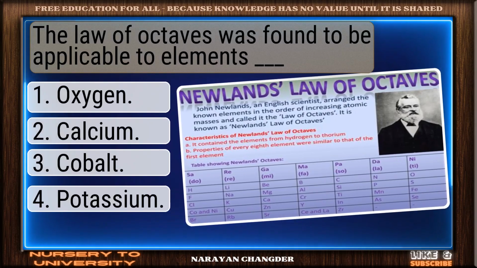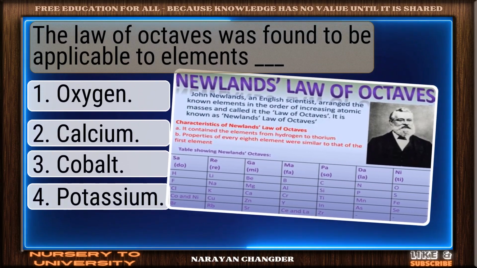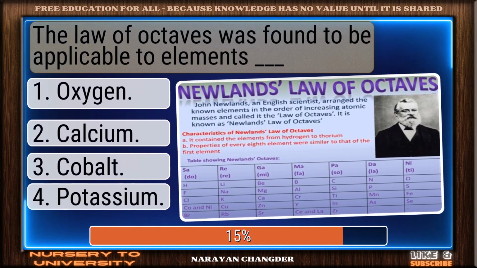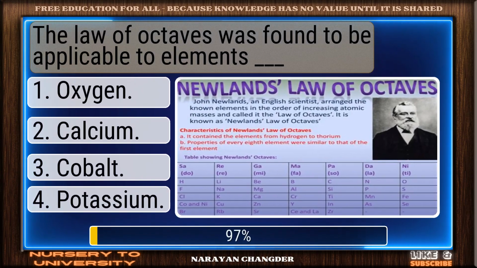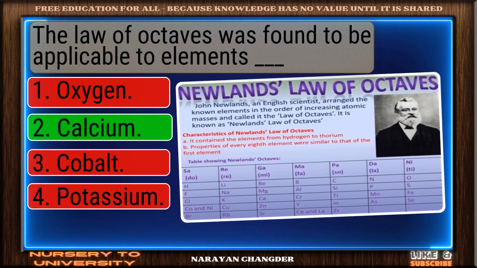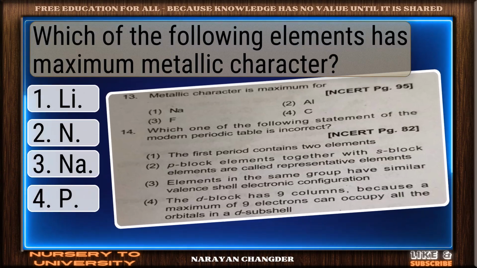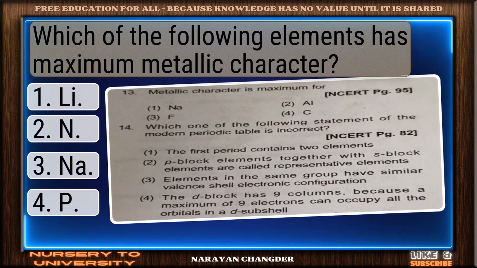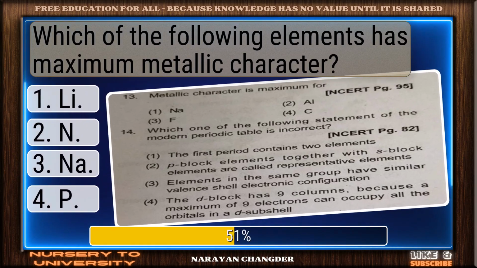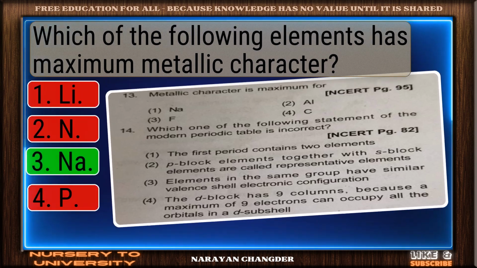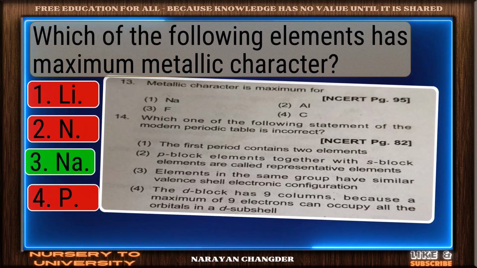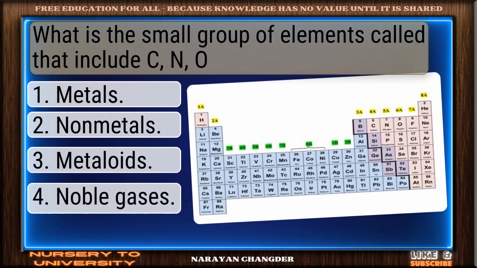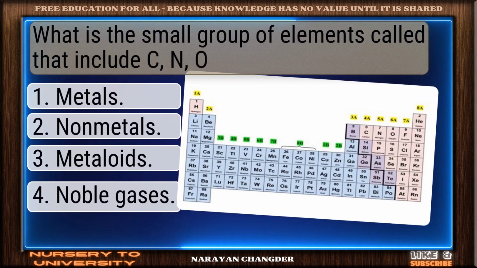The law of octaves was found to be applicable to elements dash. Nicely done. Calcium is solid. Which of the following elements has maximum metallic character? Excellent. Na is well reasoned. What is the small group of elements called that include CNO?